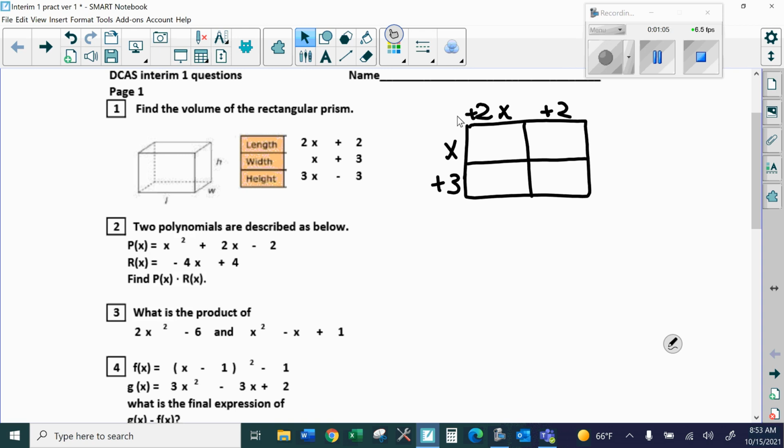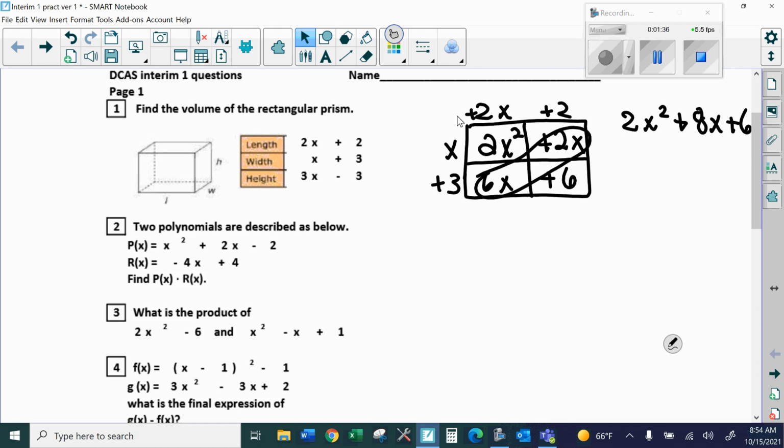x times 2x. You should know that's 2x squared. X times positive 2 is positive 2x. 3 times 2x is 6x, and 3 times 2 is 6. You've probably seen this method before. You can use the vertical method or this method. Now I combine like terms here, which are these two right here. So this answer is 2x squared plus 8x plus 6.